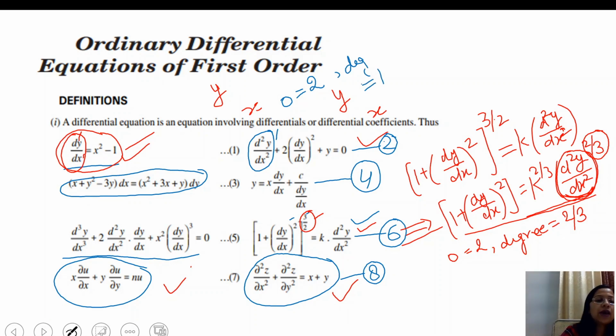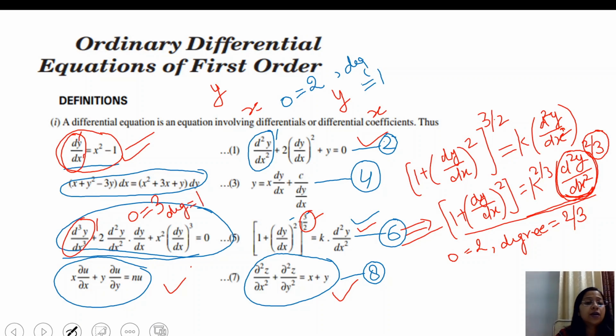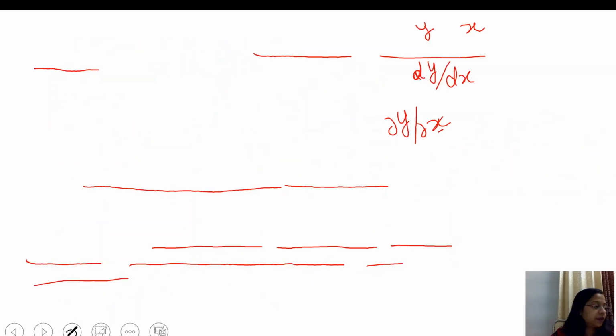Got it? Now coming to one more example, number 5. Here we need to search what is the highest order derivative present. So it is d3y over dx3. So that means its order is 3 and the whole power is 1. So we call that the degree of this differential equation is 1. Understood? So in this way we can find out order and degree of any differential equation. I hope I'm clear till now.